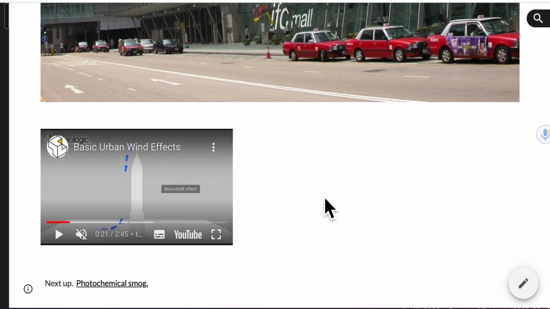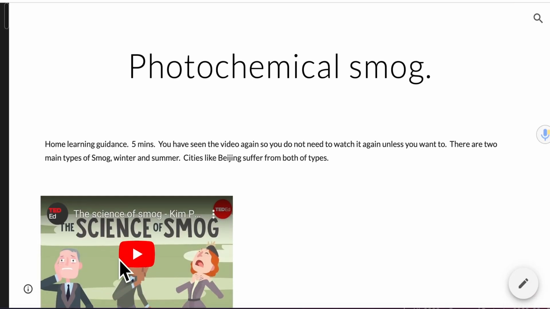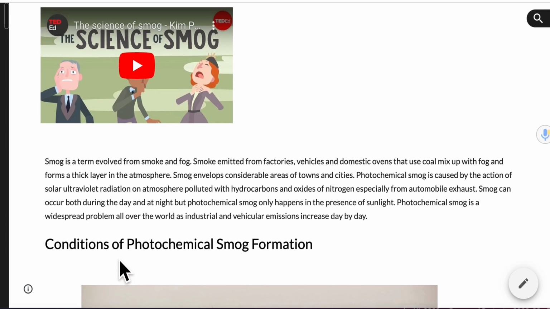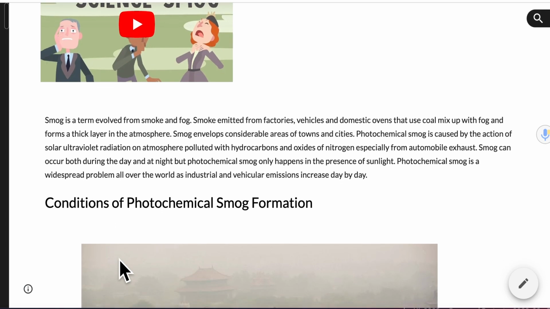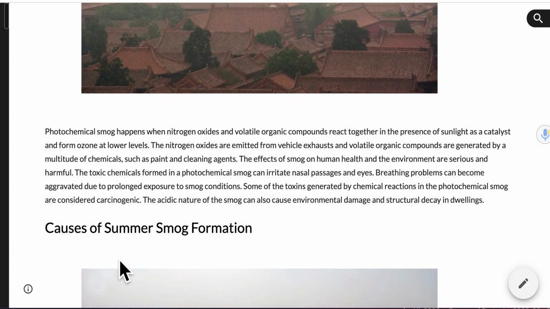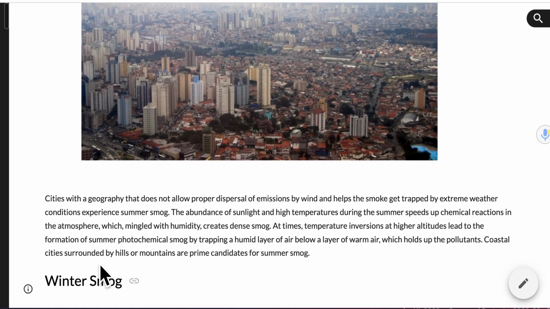Next video, we're going to go on to take a look at photochemical smog. I have mentioned that very, very briefly when we talked about winter smog. Photochemical smog is something slightly different. So that's what we're going to be having a look at in the next video.